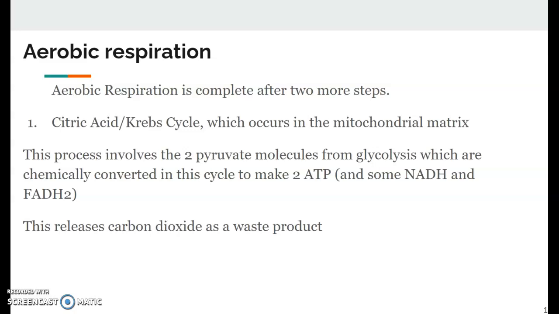So again, the first part of aerobic respiration, after glycolysis happens, the next step is the citric acid cycle or the Krebs cycle. This occurs in the mitochondrial matrix. This process involves the two pyruvate molecules from glycolysis, which are chemically converted to make 2 ATP and some NADH and FADH2. Right? This releases carbon dioxide as a waste product.